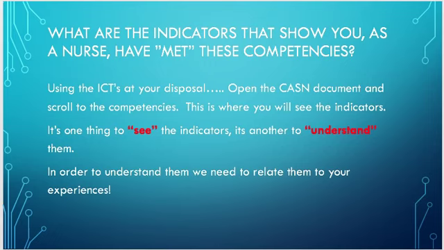How do we know that you've met these competencies, or more importantly, how do you know that you've met these competencies? Using all of those ICTs that you currently have at your disposal, like the computer or the phone that you're watching this video on, open the Kaizen document, scroll through the competencies, do a little bit of reflection. Where are you with the indicators? I'm sure you're much farther through those indicators than maybe you think you are. It's important that you know where you sit within those.